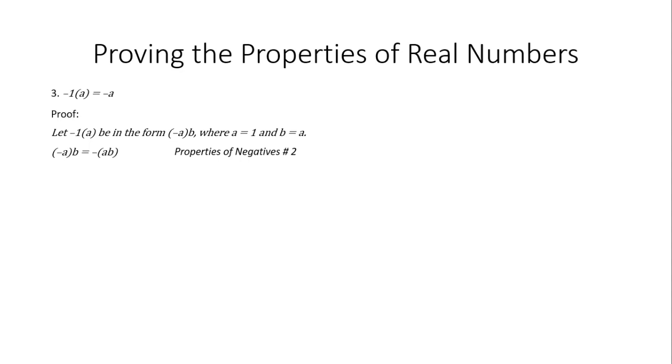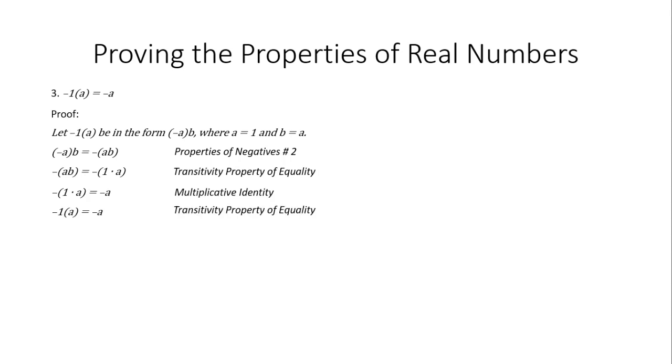Substituting the values to the expression the negative of a times b, we get the negative of 1 times a. And since 1 times a is a multiplicative identity, we simplify it to a. Therefore, we arrive at the equation negative 1 times a is equal to negative a through transitivity. Next, let's go to the properties of negatives number 4, which states that the product of two negatives, negative a and negative b, is equal to a times b.